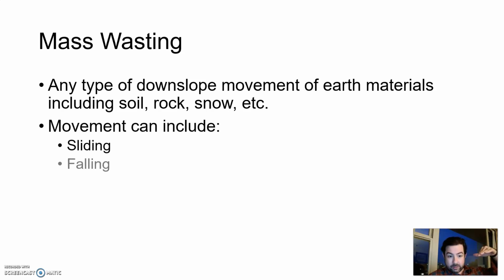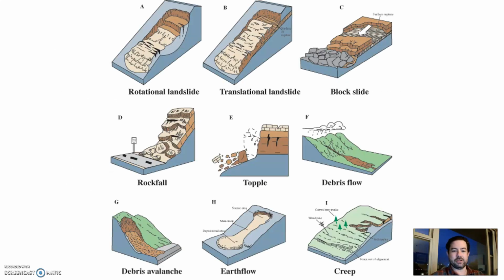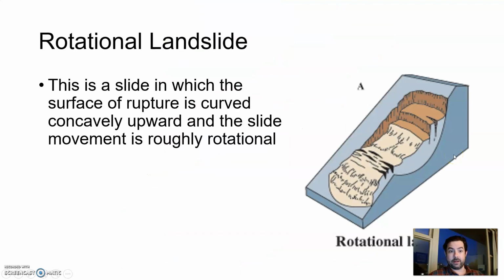The movement can include some sliding, some falling, some flowing, or a combination of two or more of the above. That's typically what it is. We'll go through the different types, but it usually is some complex combination of a few of these things. They include rotational landslides, translational landslides, block slides, rock falls, topples, debris flows, debris avalanches, earth flows, and creep. So they're all different. There are only two kinds of landslides. Everything else is something different, so that's why they're not all landslides.